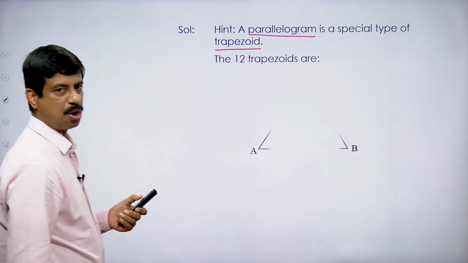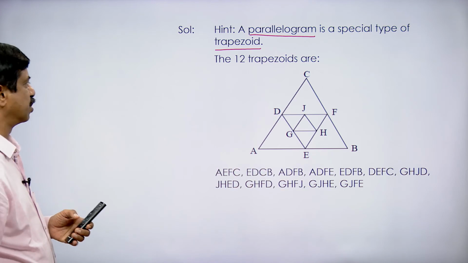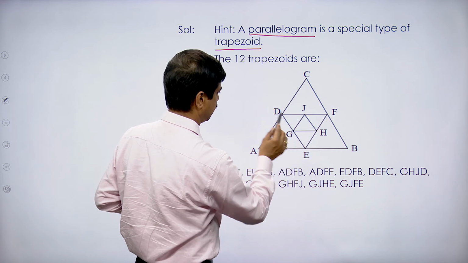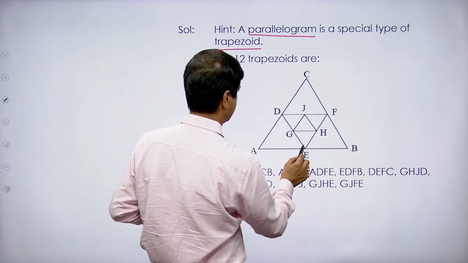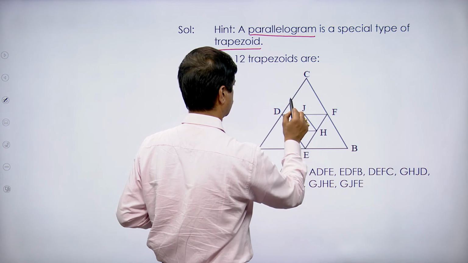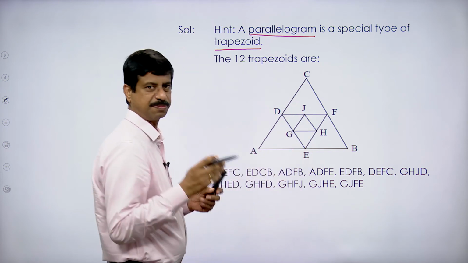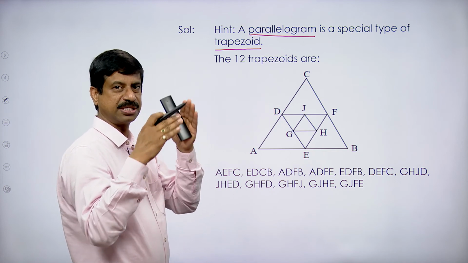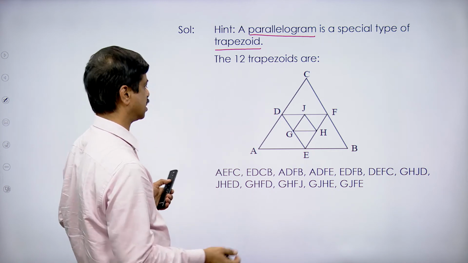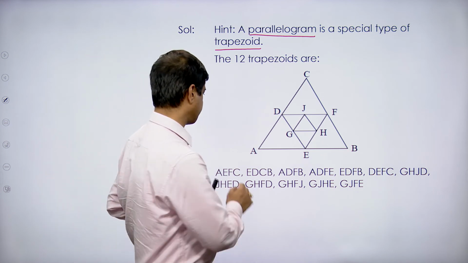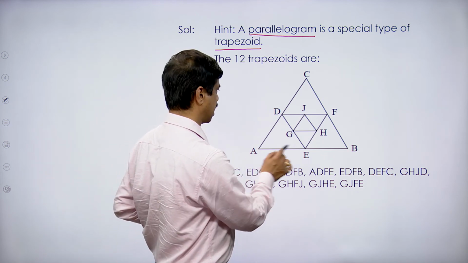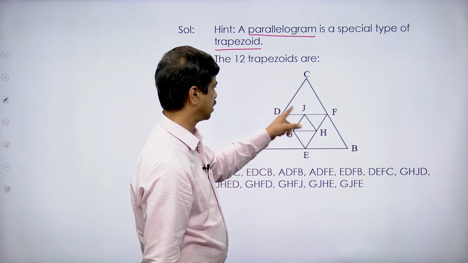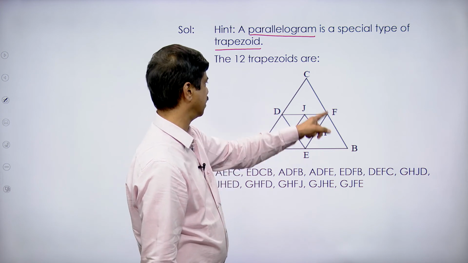So how are there 12 trapezoids? Now you look at this: AEFG, AEFD, AEFC. 2 opposite sides are parallel. Trapezoids mean opposite sides are parallel and the other 2 sides are not parallel, but sometimes even parallel ones can be treated as special trapezoids. So wherever you find 4 points together forming a trapezoid, you pick them all, AEFC.